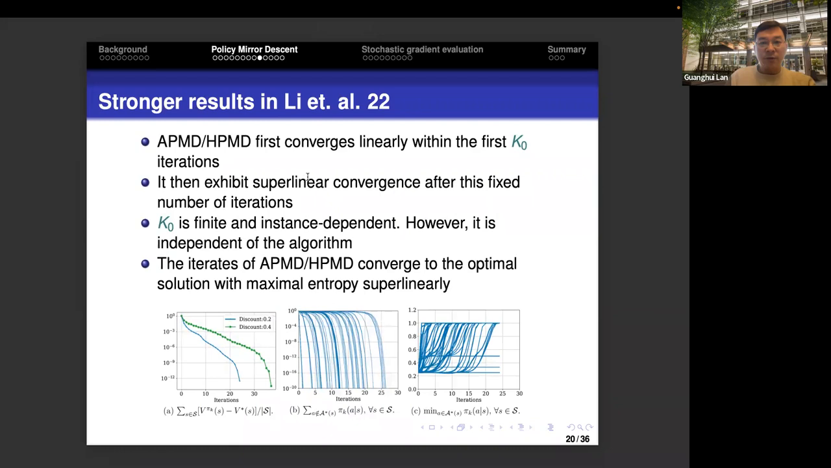We show that this so-called HPMD method has superlinear convergence after a fixed number of iterations. This fixed number of iterations, K0, is finite and it will depend on the instance, that means it may depend on the optimal solution. However, it is independent of the algorithm. As you can see from the pictures, after you run the algorithm for a certain number of iterations, the method converges even faster.